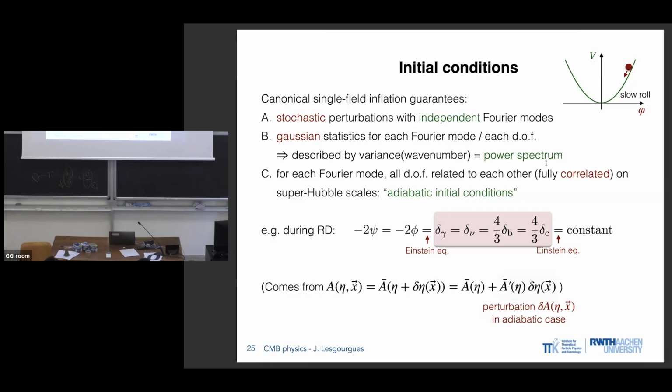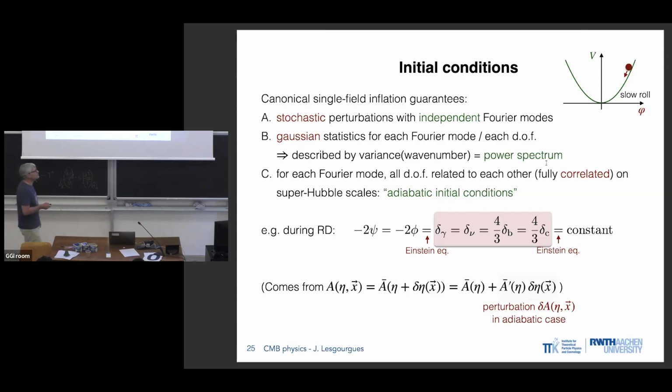Each Fourier mode is then described as a quantum harmonic oscillator in an expanding universe. So if each mode has Gaussian statistics, then we know that they are entirely described by their variance for each wave number. And the variance for each wave number is what we call the power spectrum.